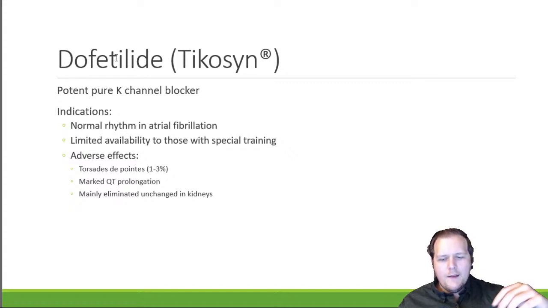Now, whereas amiodarone was kind of wide ranging in terms of its activities, affecting a lot of different types of receptors here, dofetilide or Tikosyn is just a pure potassium channel blocker, right? And again, remember what happens when you block potassium channels, you prolong the QT interval, right? And again, what does that possibly lead to? Torsades. So this is a really big risk for this drug, is causing patients to go into torsades.